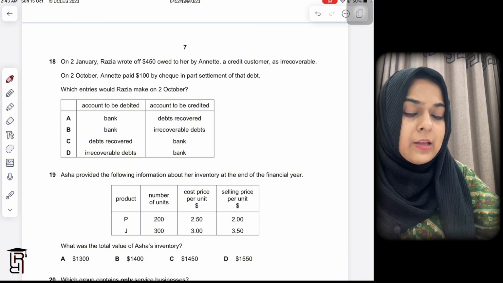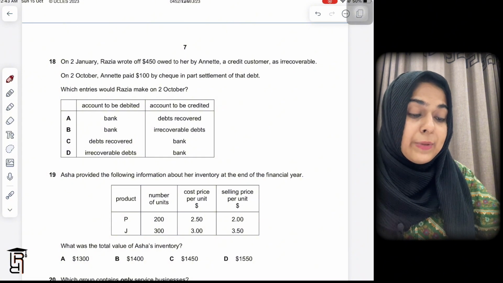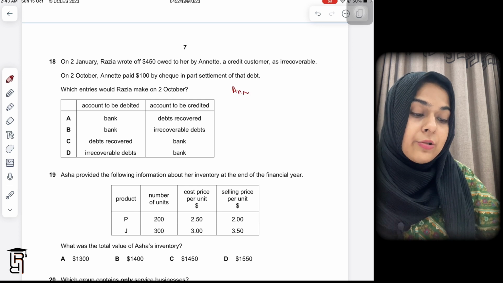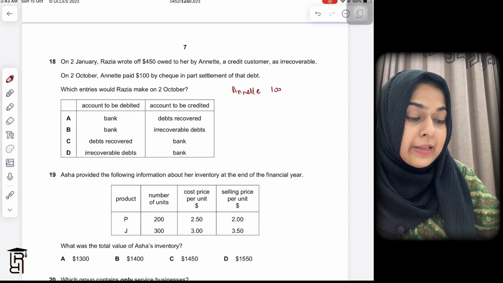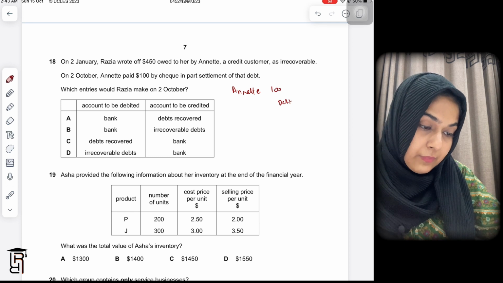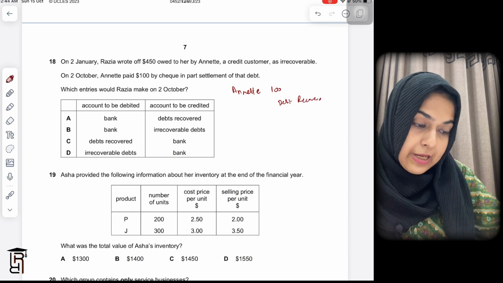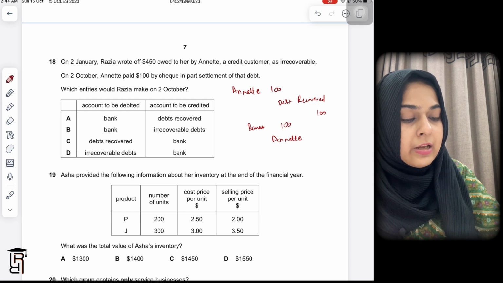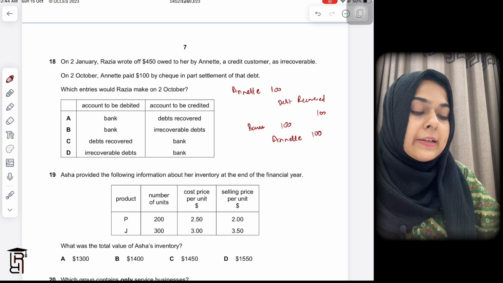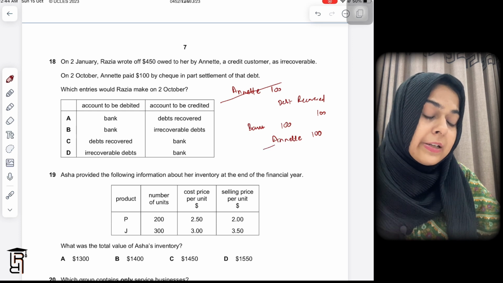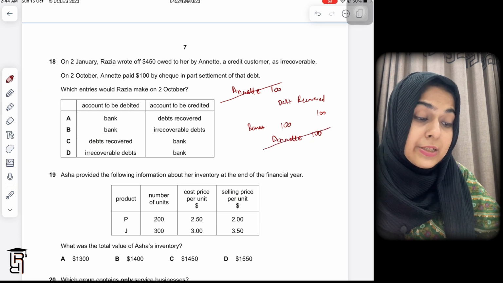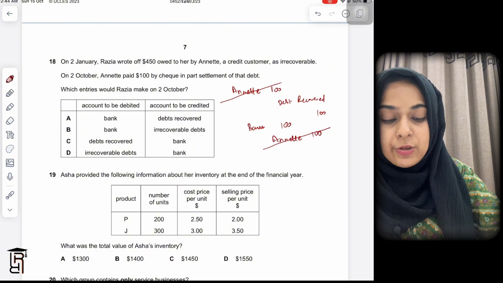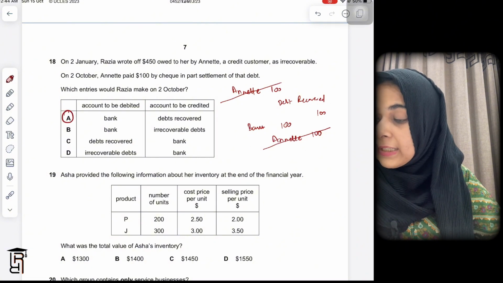So basically when your trade receivable comes back, you make that person your trade receivable again. You write here Annette debit 100, and then debts recovered credit 100, and then when she pays you do bank debit, Annette credit, and you need to write 100 on both sides for this as well. So now Annette has been debited once, Annette has been credited once, so bank debit and debts recovered credit should be your answer. The answer for question number 18 is A.